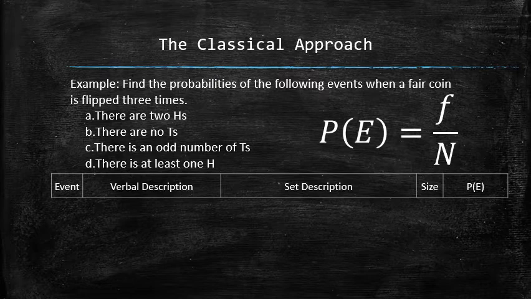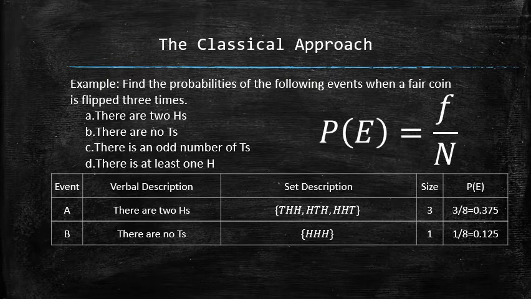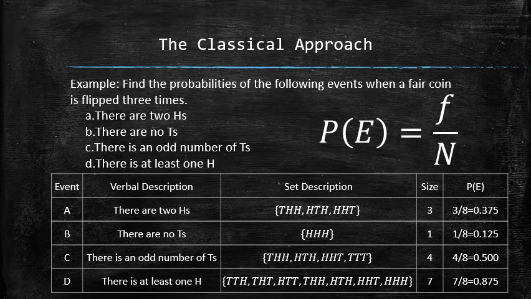For example, for event A, there are only 3 outcomes: tails, heads, heads; heads, tails, heads; and heads, heads, tails. Therefore, the probability of event A is 3/8. Similarly, for event B, there is only one outcome: heads, heads, heads. Therefore, the probability of event B is 1/8. Similarly, for event C, there are 4 outcomes. Therefore, the probability of event C is 4/8. Finally, for event D, there are 7 outcomes. Therefore, the probability of event D is 7/8.